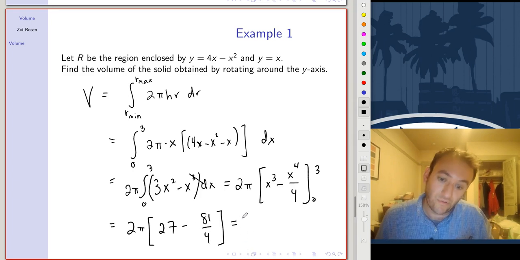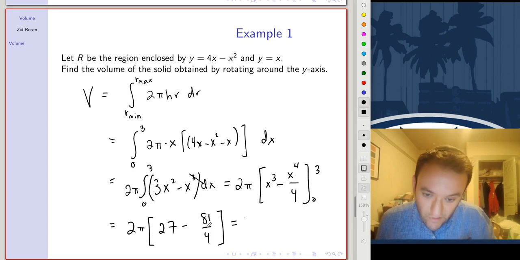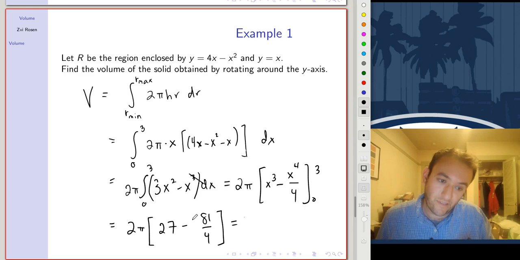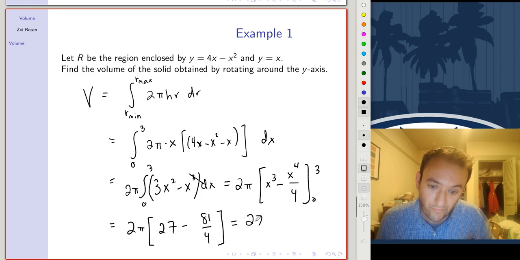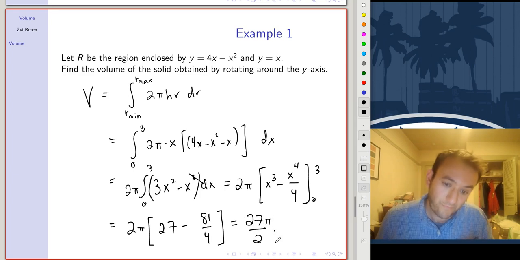So 81 is 27 times 3, so it's 27 times 4 over 4 minus 27 times 3 over 4, so it's 27 over 4 times 2 pi, which is 27 pi over 2. Okay, and you can consult a calculator to do that if it's helpful.